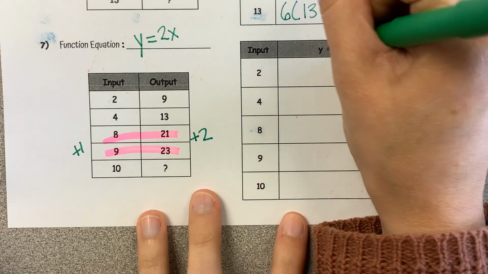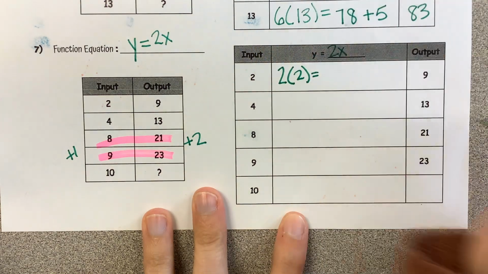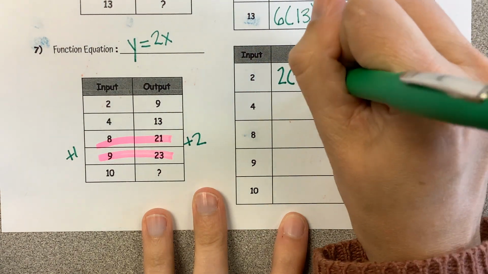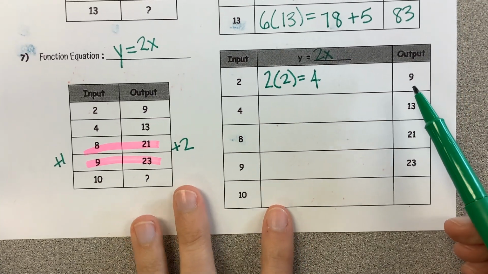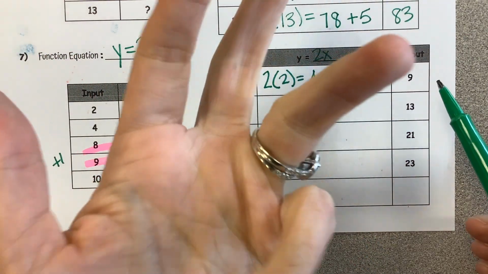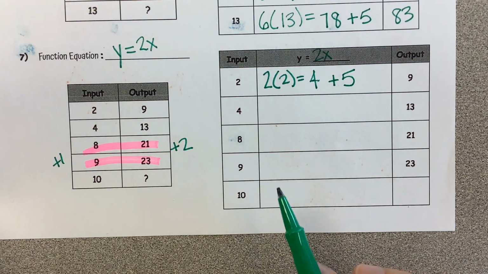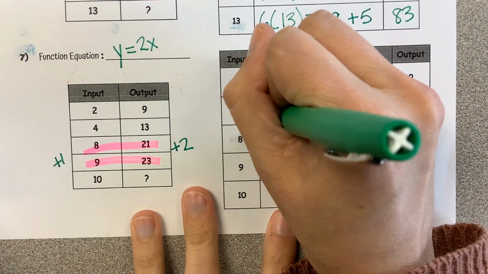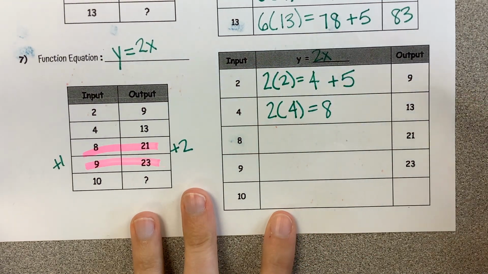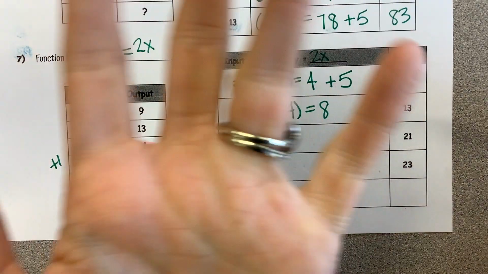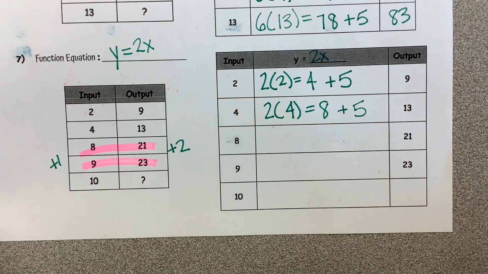Let's plug it in over here and see what works. So 2 times our input of 2 is 4. That's not 9. How much do I need to add to get to 9? 5, 6, 7, 8, 9. So I need to add 5 more. Let's try it for 4 and see if it works. 2 times our input of 4 is 8. What do I need to add to get to 13? 9, 10, 11, 12, 13. So I need 5 more. That gets me to 13.